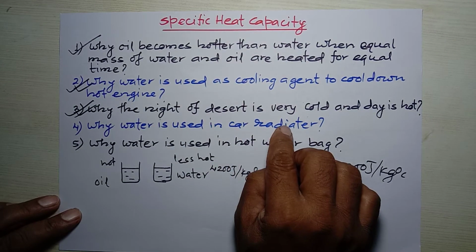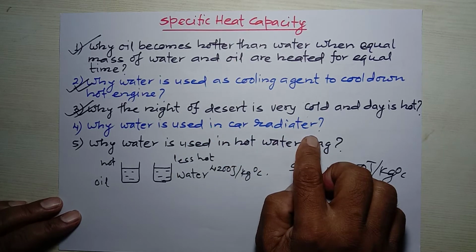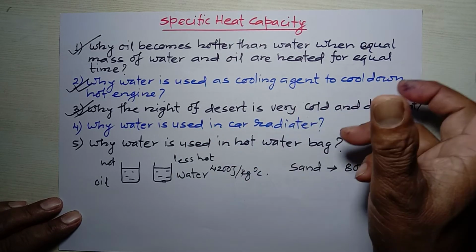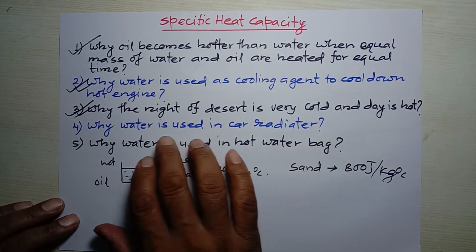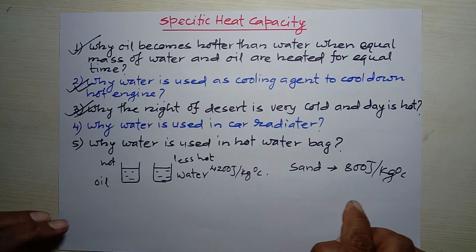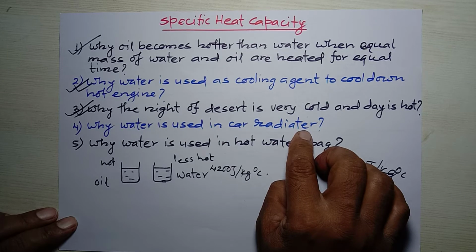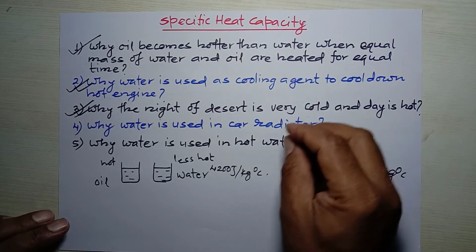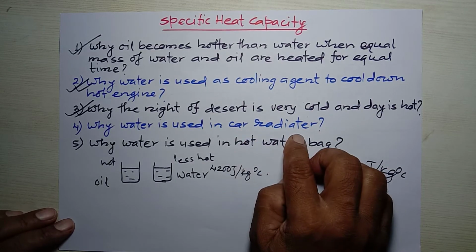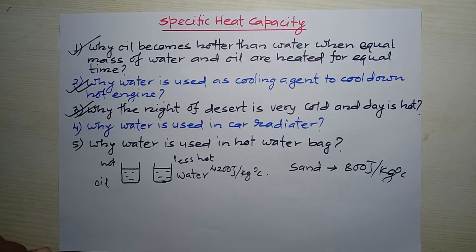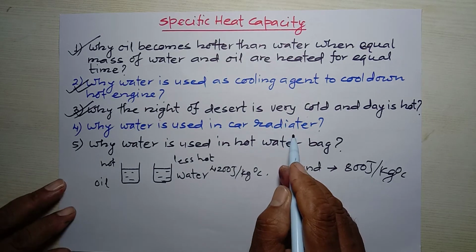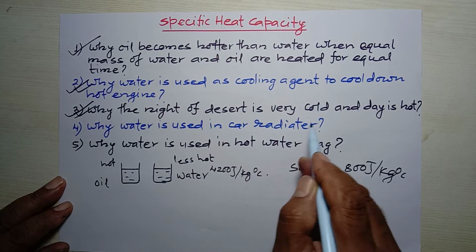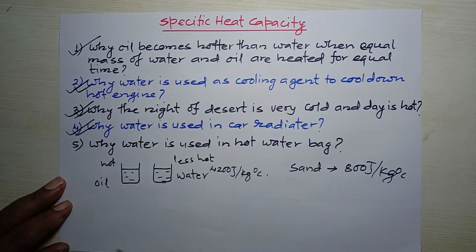Why is water used in car radiators? Actually, in a car radiator, water is used to cool down the hot engine. Otherwise, if the engine is very hot, it stops working. That's why it is used. Water has very high specific heat capacity, 4200 joule per kg degree Celsius, so it absorbs a lot of heat energy from the hot car engine with less rise of temperature. So it is a very good cooling agent and is used to cool the radiator when it becomes hot. That's why it is used in a car radiator.